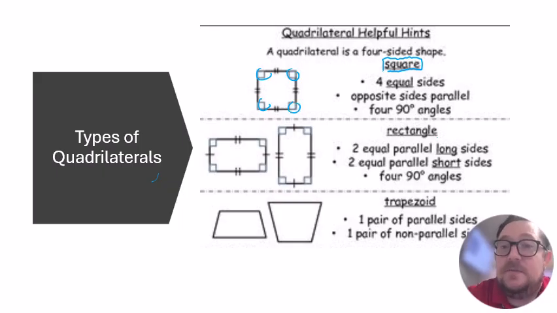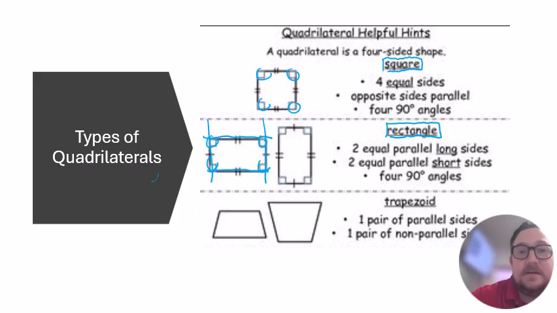Now the brother to the square is the rectangle. And it's almost identical to a square in every way except for one. So it also has 4 right angles. It also has 2 opposite parallel sides. However, the opposite sides are equal to each other, but they're not all equal to each other. So it has 2 pairs of opposite sides, but not all 4 sides are equal. So that's the difference between a square and a rectangle.